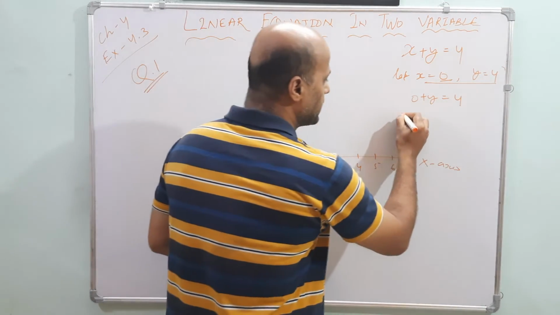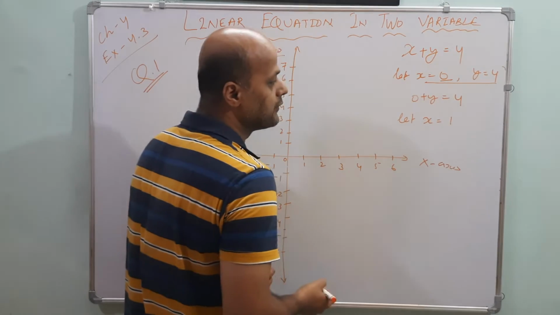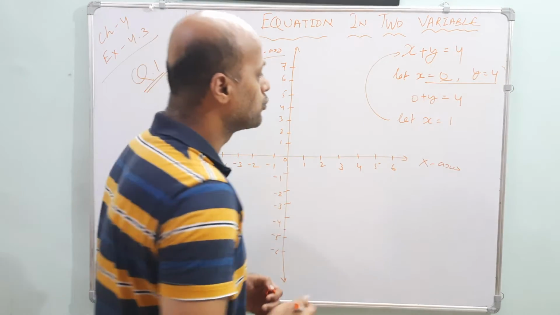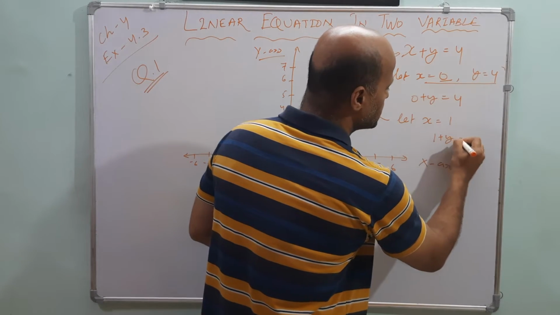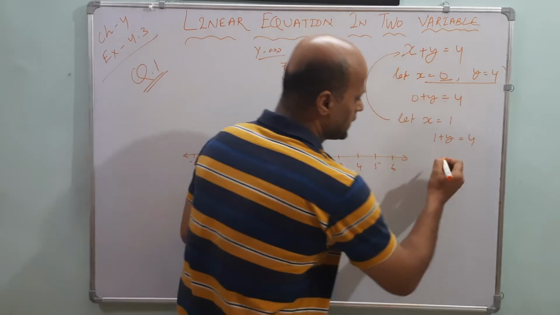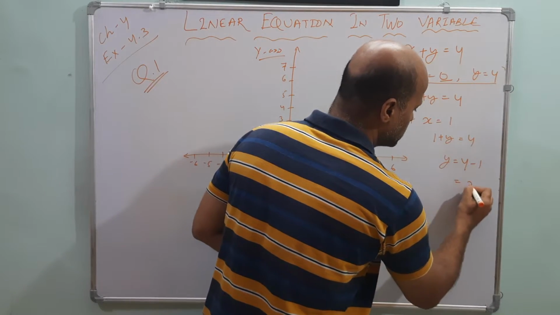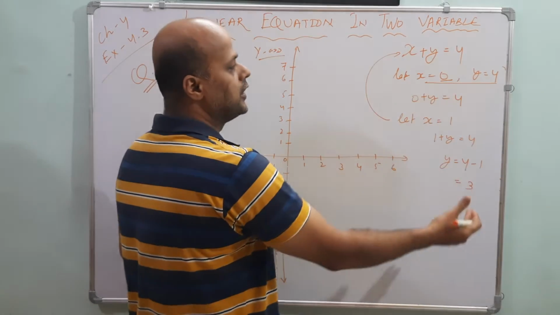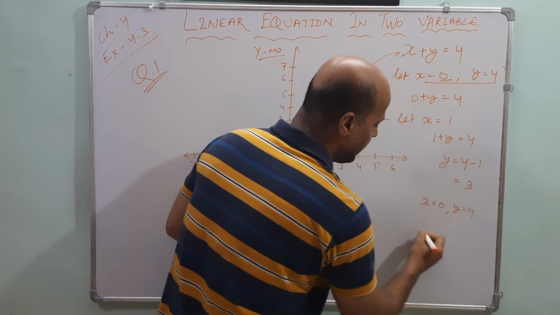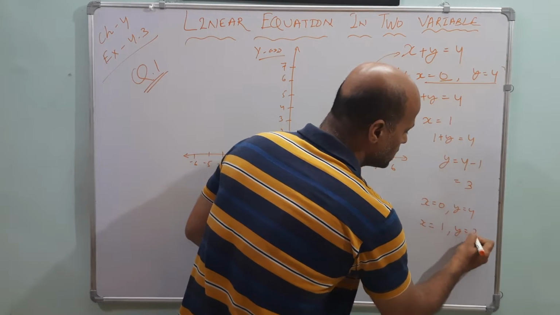Again, if I take x is equal to 1, then what is the value of y? Keep the value of x in this equation and we will find: 1 plus y is equal to 4. Let me erase this one, my dear friends. Then y is equal to how much? y is equal to 4 minus 1, which is 3. Now, here we have got two values. When x is equal to 0, y becomes 4, and when x is equal to 1, y is equal to 3.